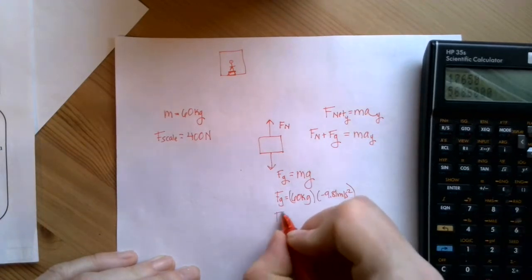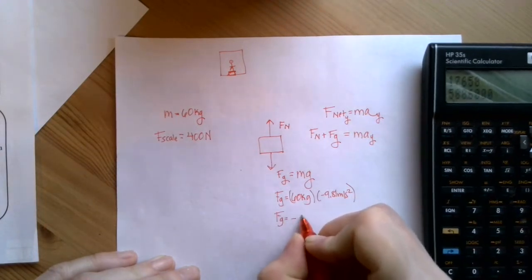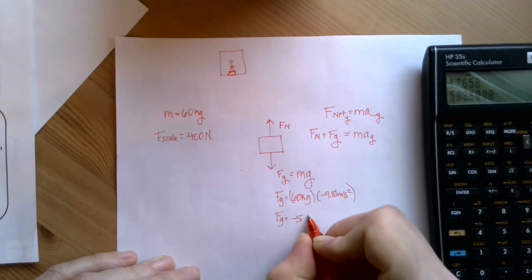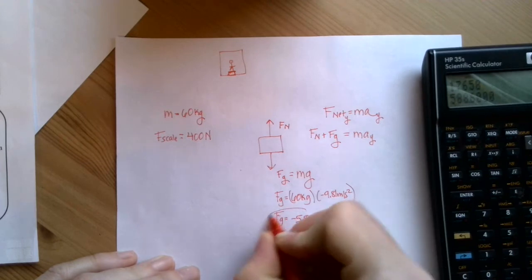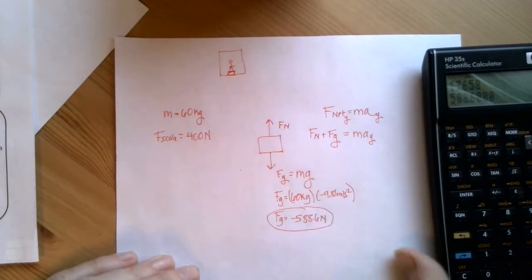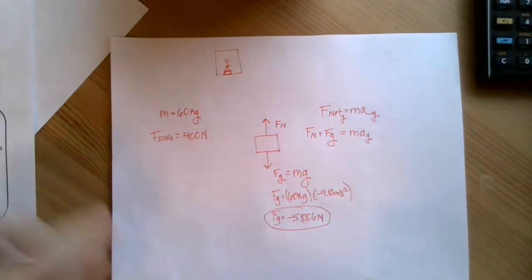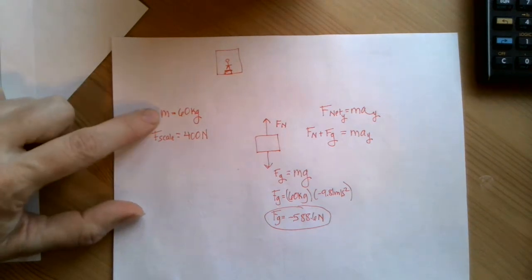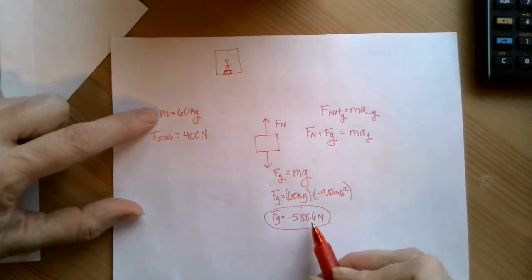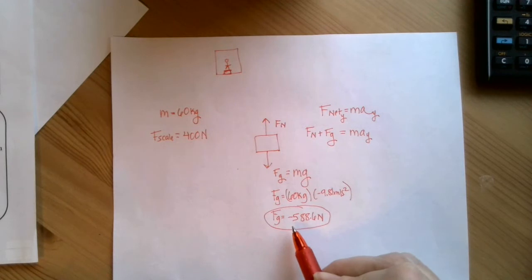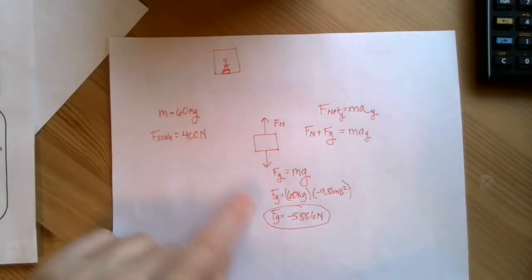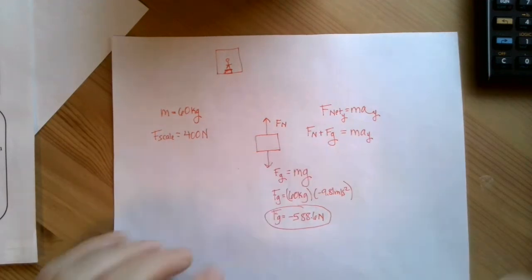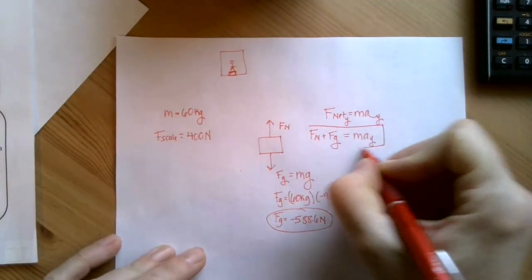And I get that the weight force is negative 588.6 newtons. Circle that because it's an intermediate value. Okay, so a typical high school student has a mass of 60 kilograms and a weight of around 600 newtons. In this case, exactly 588. Okay, so now I can plug these two pieces of information into the free body diagram formula that I just came up with.